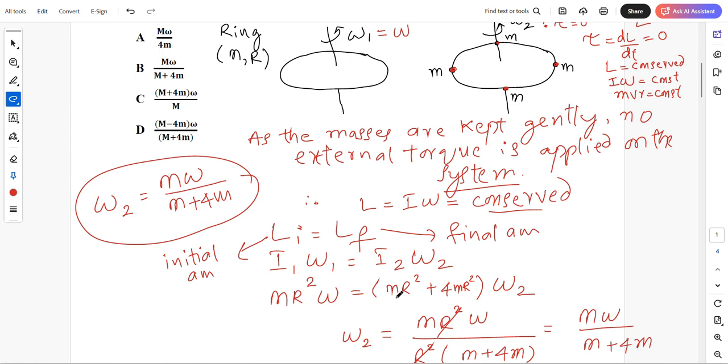What is I2? I2 is the moment of inertia of the ring, that is m r square, plus the moment of inertia of these 4 masses. We know that for a point mass, I is equal to m r square. Here the total mass is 4m, so I is equal to 4m r square. Understood? Now I am writing here 4m r square into omega 2. From here you can simplify for omega 2 to get the answer.